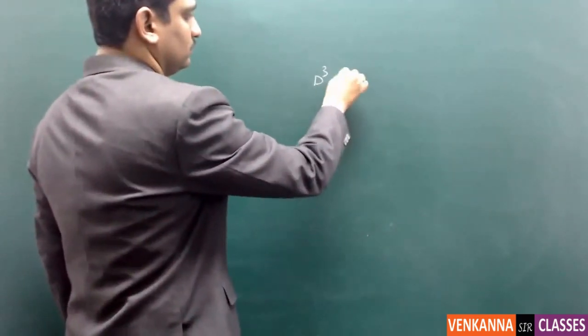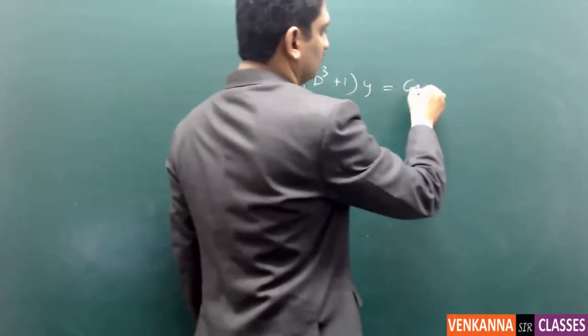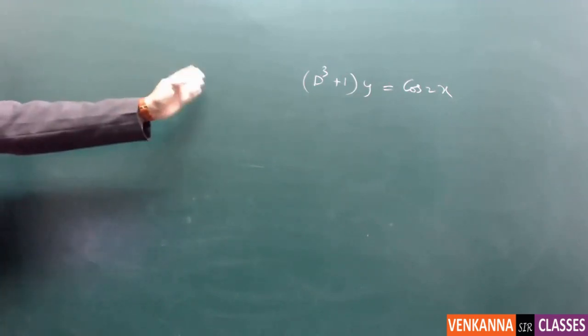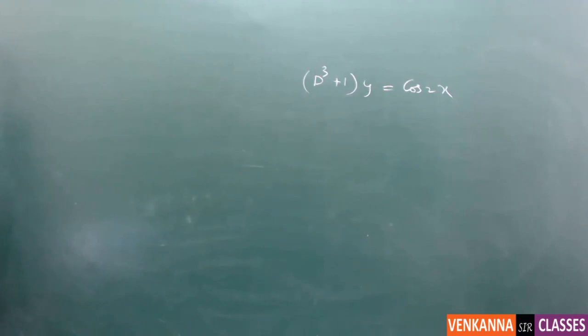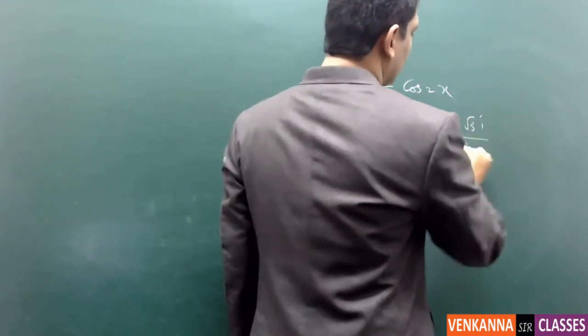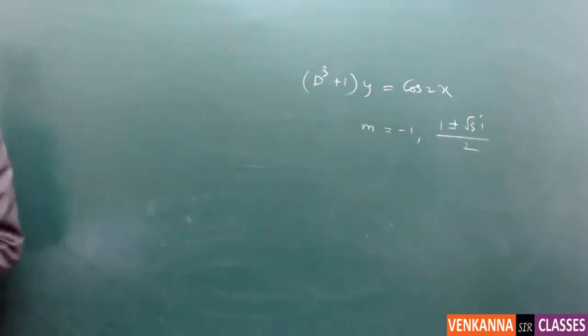So take the problem: D cube plus 1 of y equal to cos 2x. Please find yc, then yp. So it is nothing but m cube plus 1 equal to 0, a cube plus b cube formula. So m value will come as minus 1 and 1 plus or minus root 3i by 2. Accepted all?